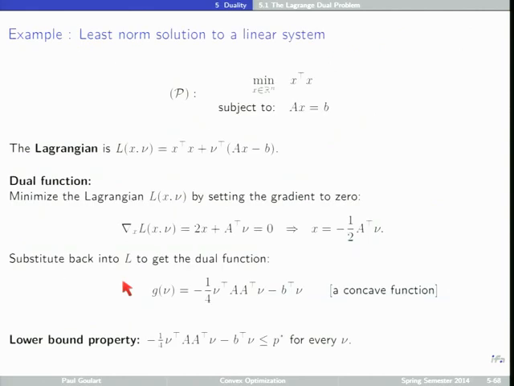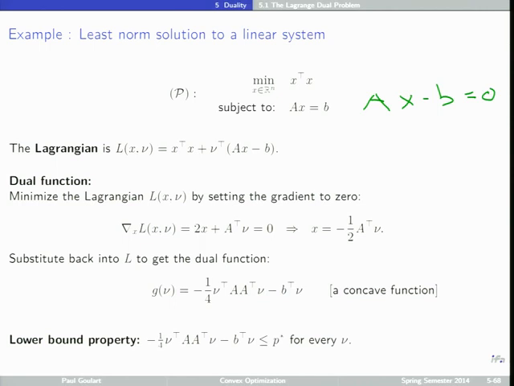Okay, so let's see how one goes about constructing this function: first constructing the Lagrangian and then constructing the dual function. Here's a simple example. My primal problem is to minimize the square of a vector subject to Ax equals b. I have only equality constraints here, and I should think of my equality constraint as Ax minus b equal to 0, because I want the right-hand side to always be 0.